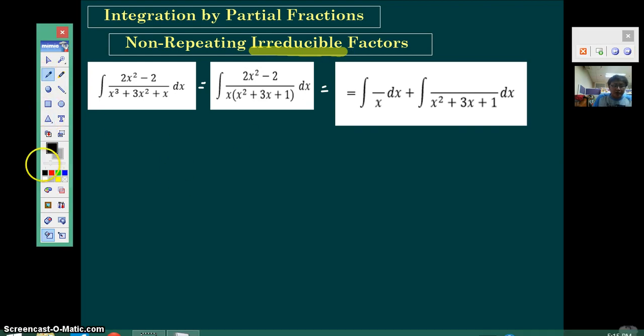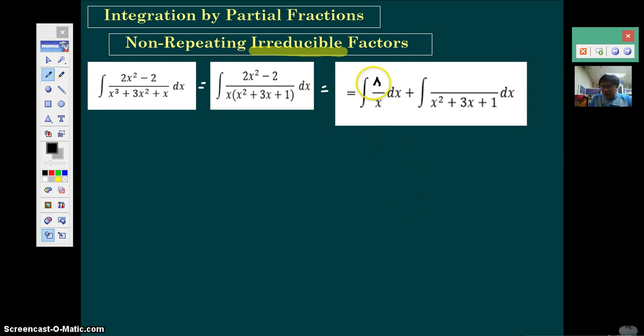Now remember that I said earlier that the degree of the numerator should be 1 less than the denominator. So for x it's degree 1, therefore the numerator should be a constant. Our other denominator is quadratic, degree 2, therefore the degree of the numerator should be 1 less, so it should be linear. So if it's linear, it must be of the form bx plus c.